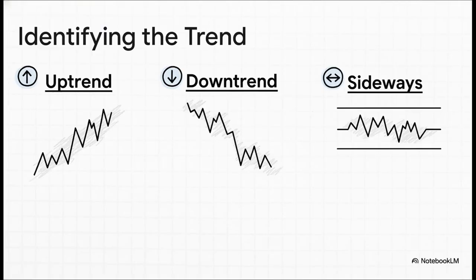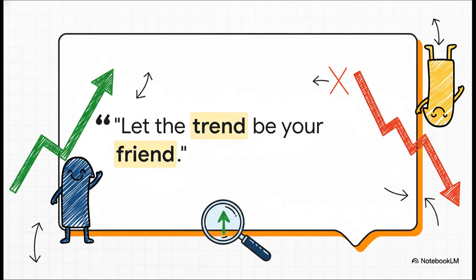Job number 1, always, is to figure out which way the wind is blowing. What's the trend? Is the price generally making higher highs and higher lows? Boom, that's an uptrend. Is it making lower lows and lower highs? Well, that's a downtrend. Or is it just kind of bouncing around between 2 levels without going anywhere? We call that a sideways or ranging market. You've probably heard this one before, but it's a classic for a reason. Let the trend be your friend. It's just so much easier to swim with the current than against it. So your first job as a chart reader is simply to identify that main direction.